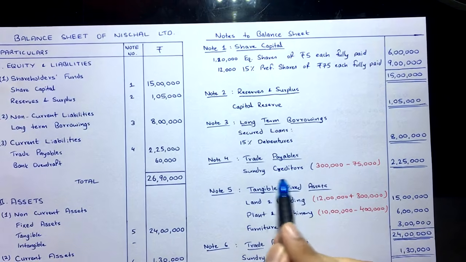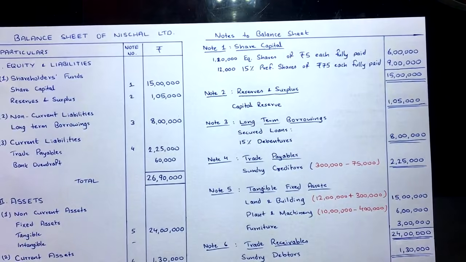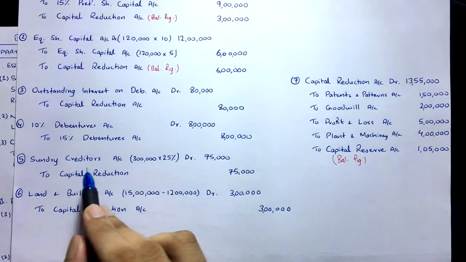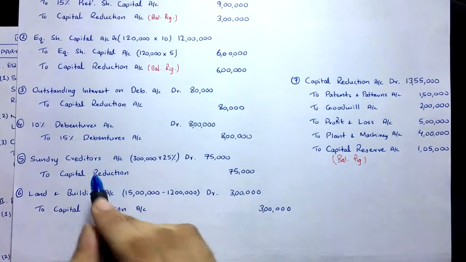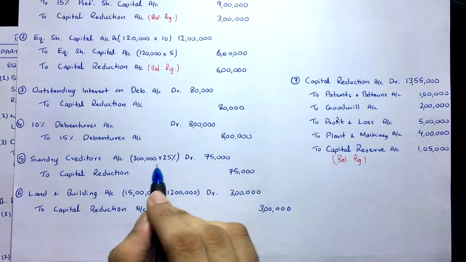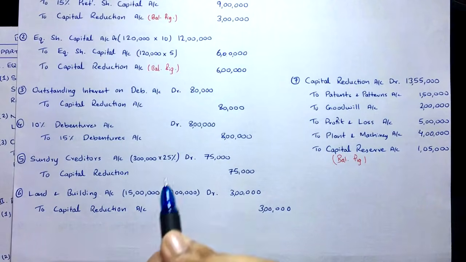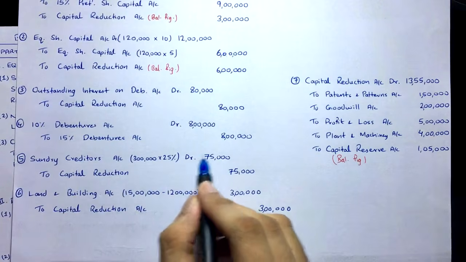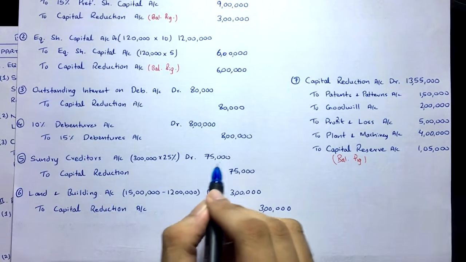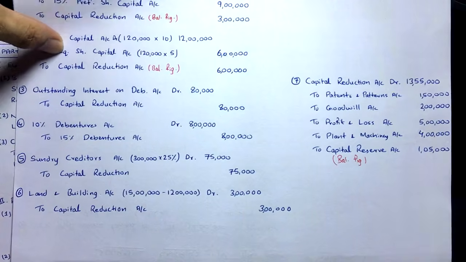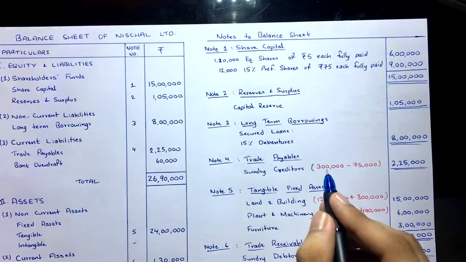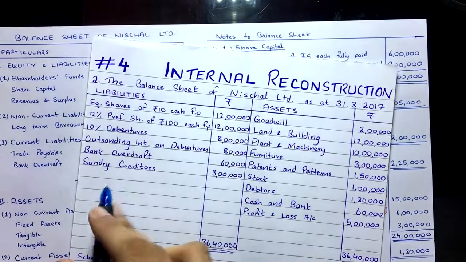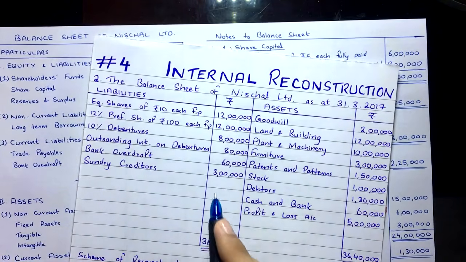Now in sundry creditors we have made a change, isn't it? Yes, we have. See here, in sundry creditors what happened? If you see in the journal entries, we made a deal with the sundry creditors and they forgave their 25% claim. Yes, our liability to sundry creditors reduced by 25%. So 75,000 liability was reduced. So you have to record that in the new balance sheet. Creditors in the old balance sheet were 3 lakh, but then we made a deal with the creditors and we asked them to forego their 25% claim.